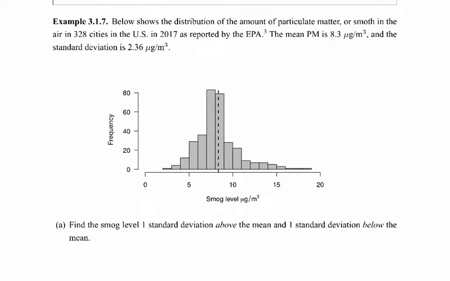So let's take a look at this example. Below is the distribution of the amount of particulate matter, or smog, that should say smog, S-M-O-G, so pollution, in the air in 328 cities in the U.S. in 2017 as reported by the EPA. The mean particulate matter is 8.3 micrograms per cubic meter. We don't have to worry about what that means. Maybe science majors might need to know that eventually. But right now, let's write that down: x bar, the mean for this sample, is 8.3. The standard deviation for the sample is 2.36.